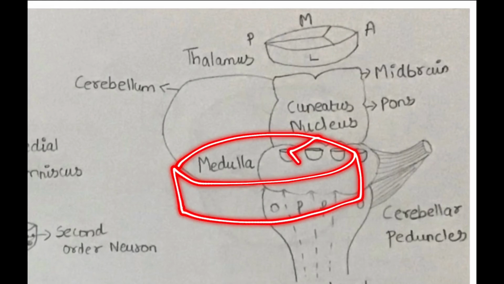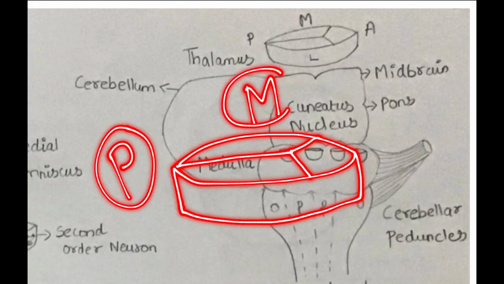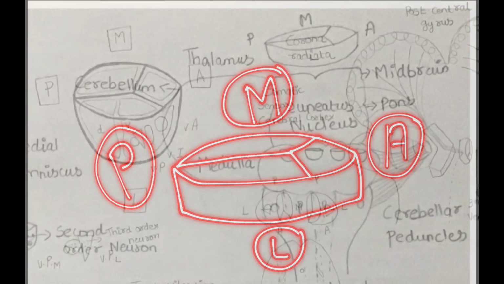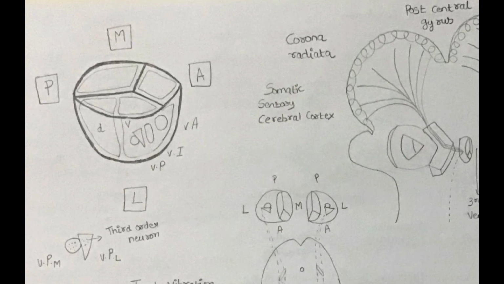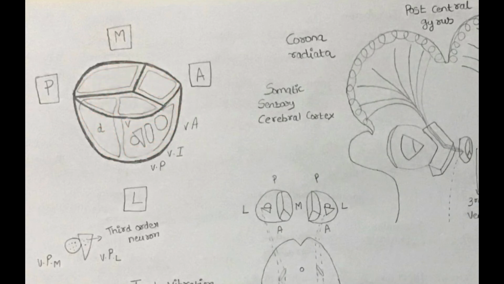If you have read the neuroanatomy chapter in the anatomy subject, you know the position of the thalamus. This is the posterior side, medial side, anterior side and the lateral side. Always remember the position of the thalamus because it is very important. In the thalamus also you have these areas as in the dorsal column and anterolateral column. These areas have nuclei inside them. So know the position of the thalamus.